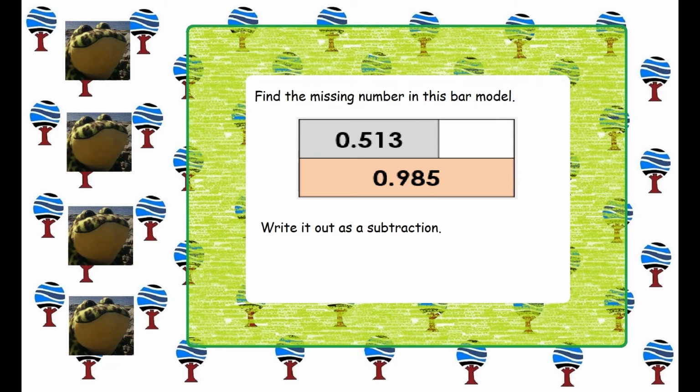Pause the video for a few moments to see if you can first of all work out what your subtraction will look like, and then can you get a final answer to it. Pause the video now.